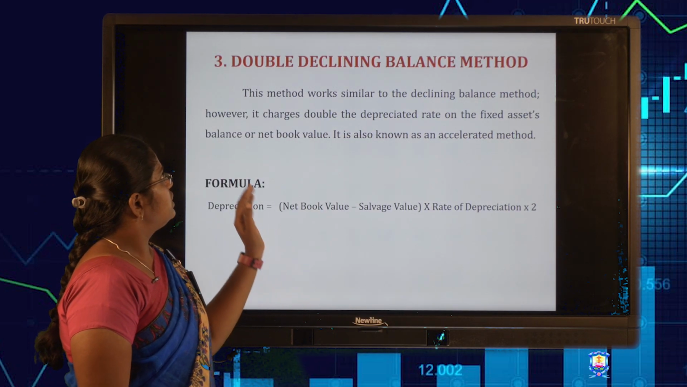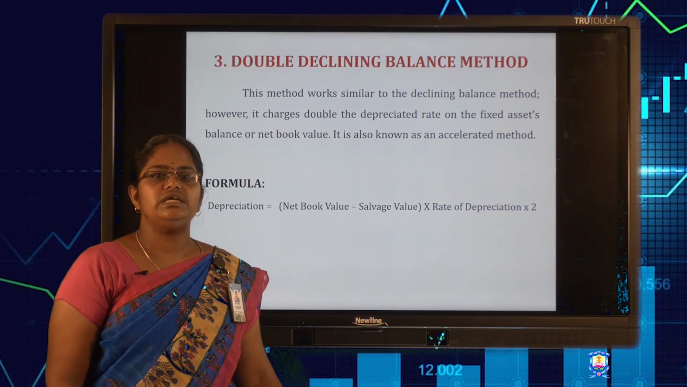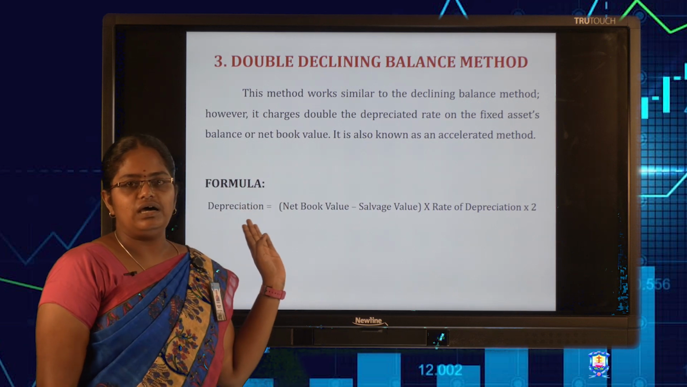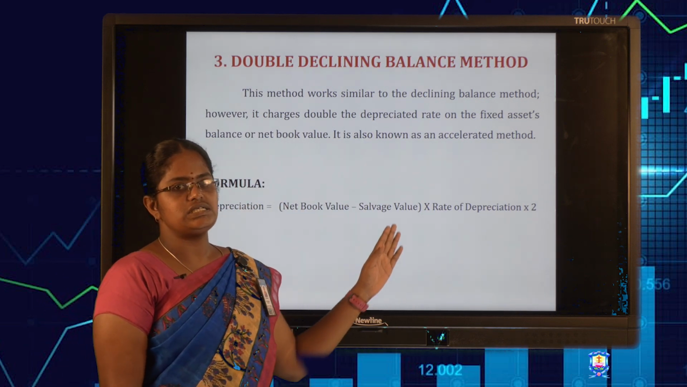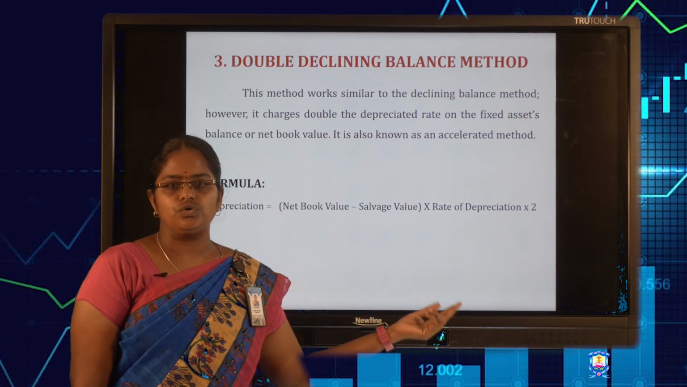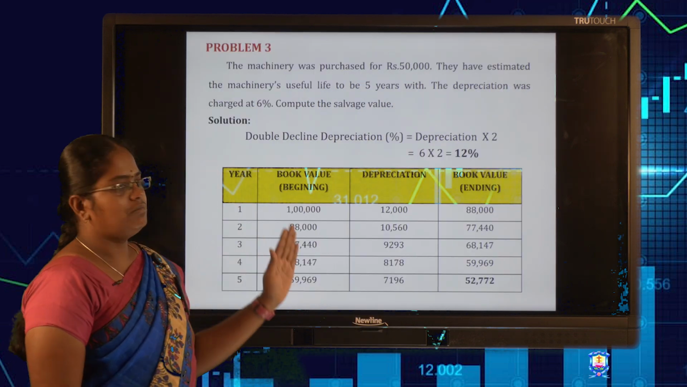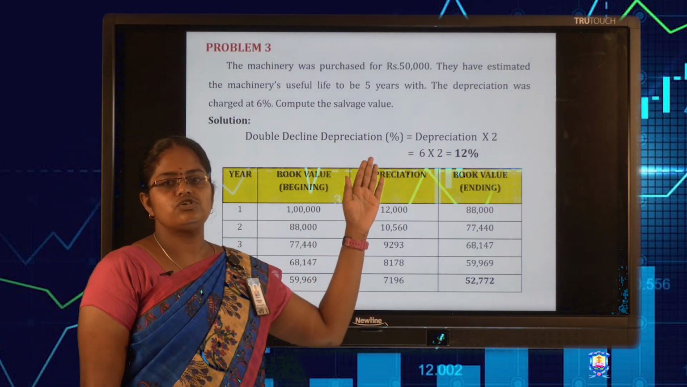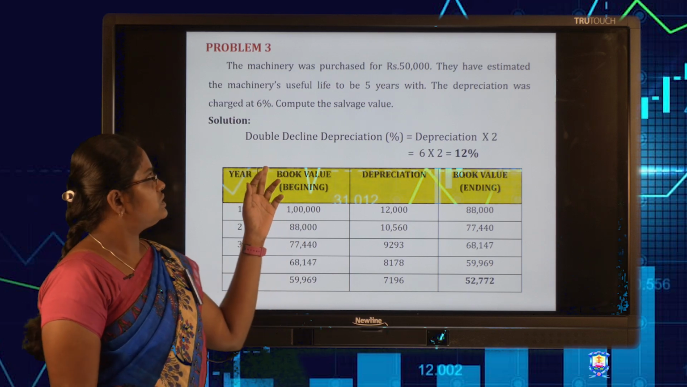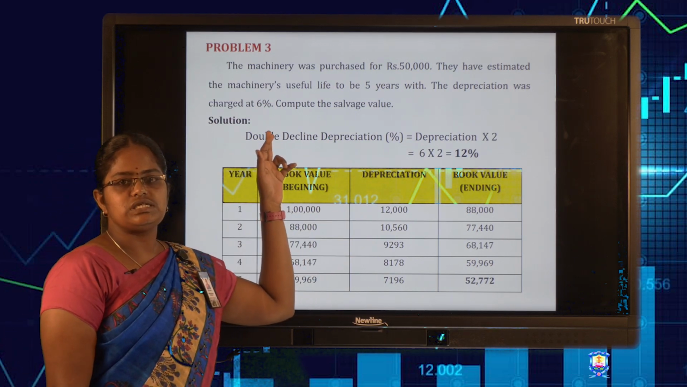Third method is double declining balance method. The name itself clearly explains it is chargeable at double rate. So the formula is net book value minus salvage value into rate of depreciation into 2. As per double declining method, we multiply by 2. The sum is, machinery was purchased for rupees 50,000. They have estimated the machinery's useful life is 5 years. The depreciation was charged at 6%.